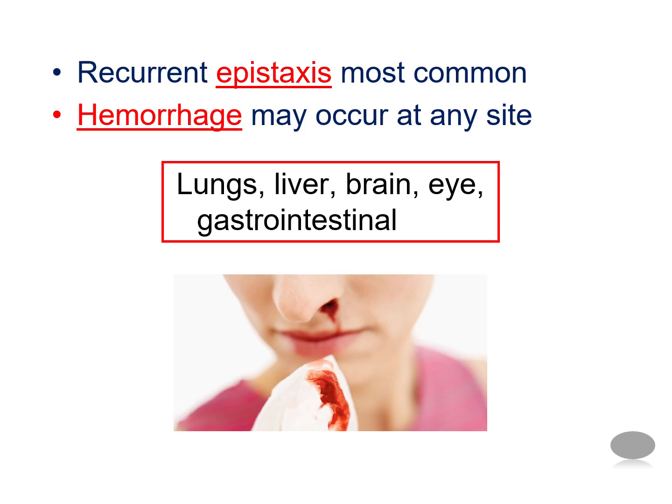And in addition to nosebleeds, they can have hemorrhage at any site where those arteriovenous malformations and telangiectatic vessels are present, so in the lungs, in the liver, brain, eye, and GI tract. So it's important to recognize this syndrome, and the presentation again could be just those tiny little red dots on the lips and on the fingers.